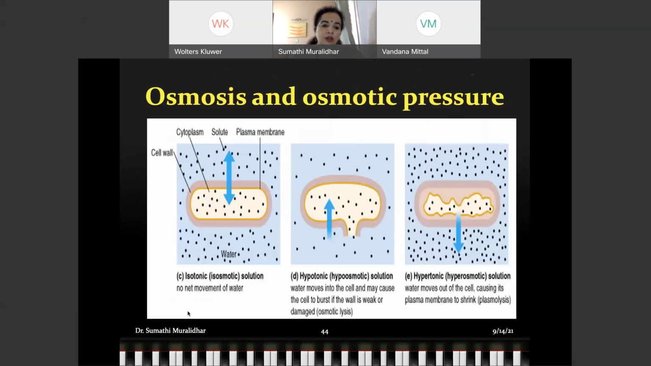Again, here the same thing is shown. The first picture is isotonic. That means everything is equal outside as well as inside, the concentration of sodium chloride. Whereas in hypotonic solution, outside the concentration is less and inside it's more, so the water will come into the cell and the cell will swell. In the third one, the concentration of the solute is more outside the cell, and therefore the water goes out from within the cell and the cell will shrink.